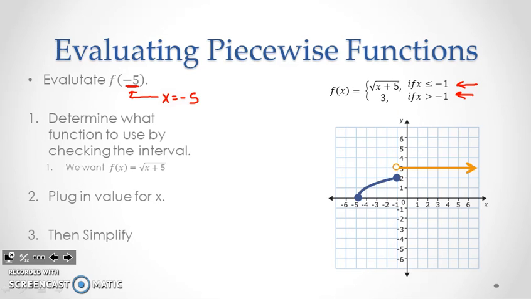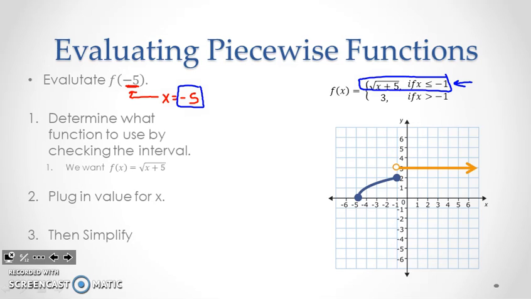Okay, so all I need to do is look at this number here for -5 and figure out where does that fit in. Is -5 less than or equal to -1? Or is -5 greater than -1? All right, we should know that -5 is less than -1. So that means that this is the function that I'm going to use.